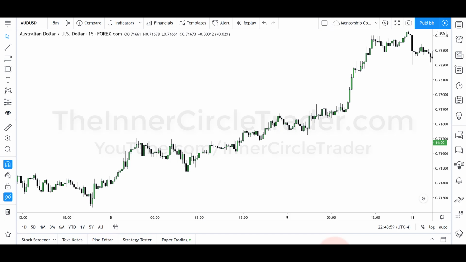Alright folks, welcome back. This is an example of using the ICT breaker and optimal trade entry in a bullish scenario. I'll give you a chance to take a look at the price action, see if you can find a bullish breaker and an optimal trade entry. When you're ready, unpause the video.